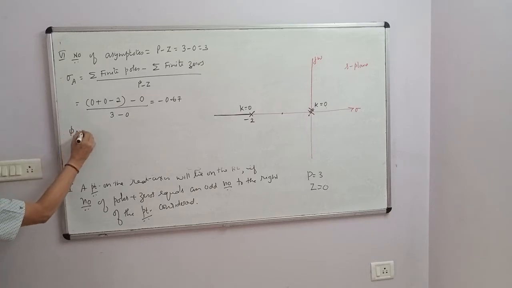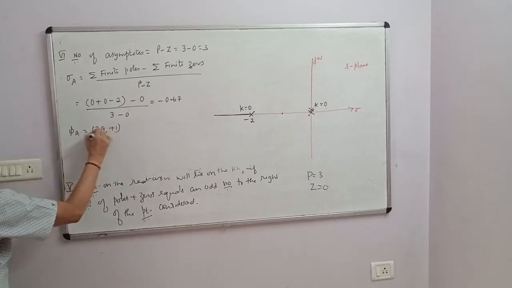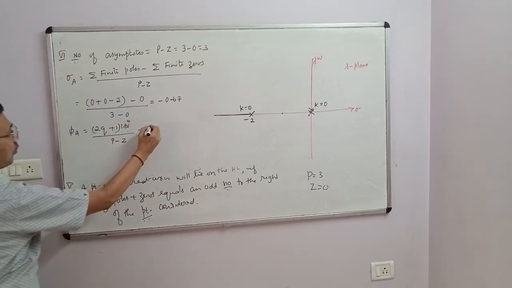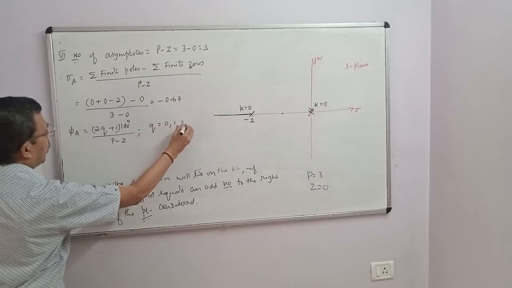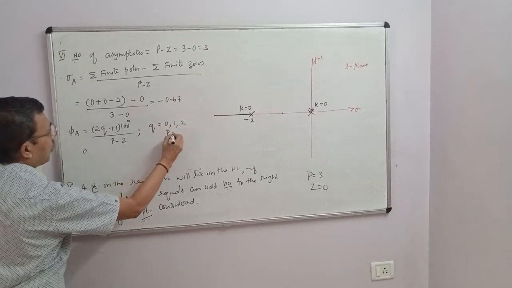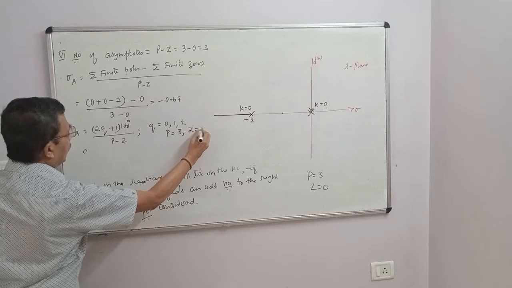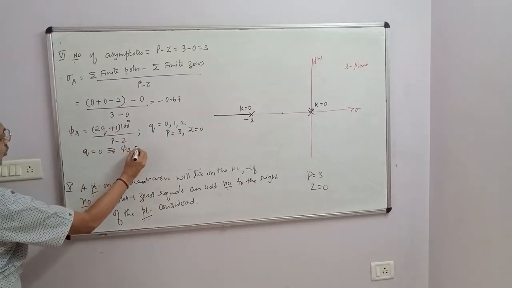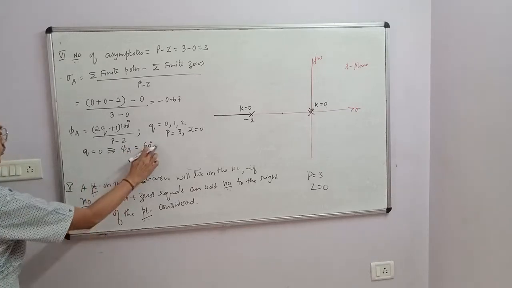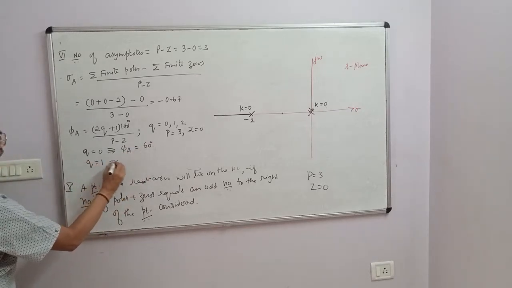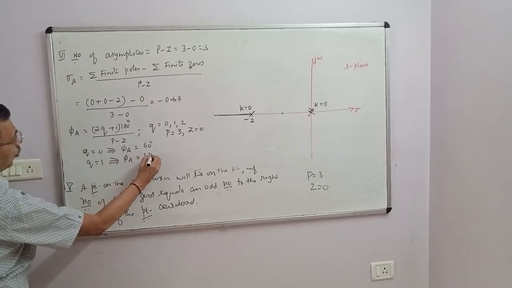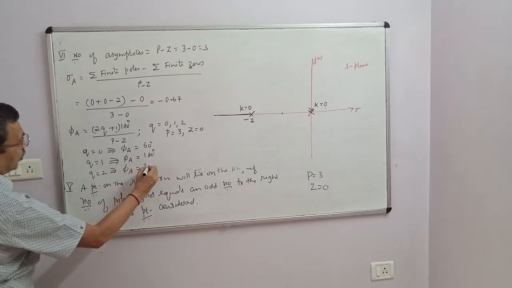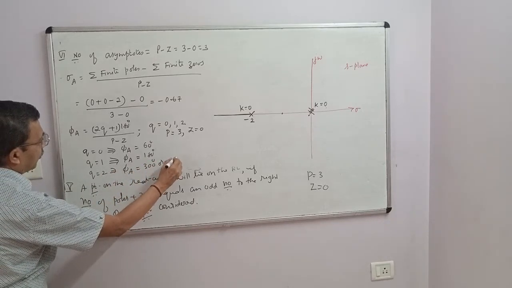Phi A is equal to (2q plus 1) into 180 degrees divided by P minus Z. There are 3 asymptotes, so q should take values 0, 1 and 2. Here P is 3, Z is 0. q equal to 0 implies phi A is equal to 60 degrees. q equal to 1 implies phi A is equal to 180 degrees. q equal to 2 implies phi A is equal to 300 degrees or minus 60 degrees.